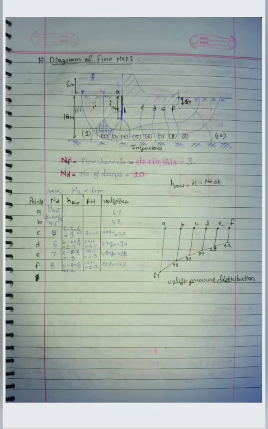So that's all for this video. In this video we have discussed the flow net, its properties, and the piping failure, the quicksand condition.